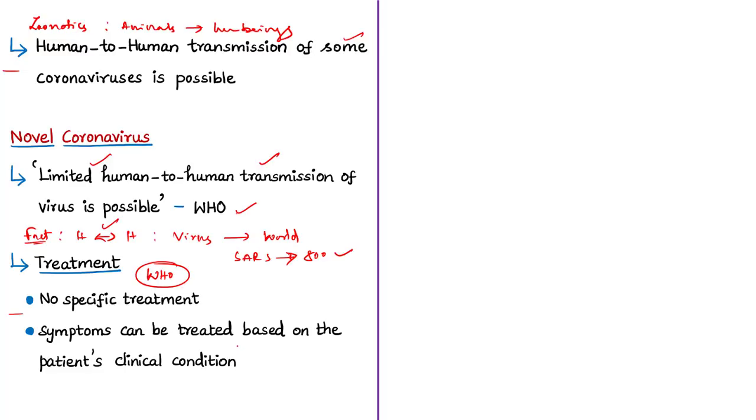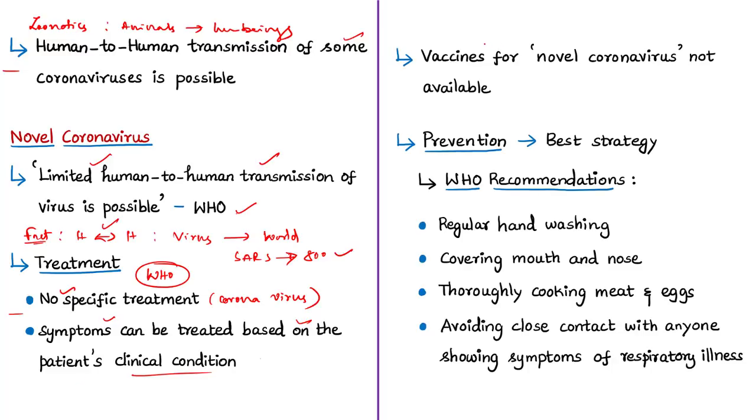Now, coming to treatment, there is no specific treatment for disease which is caused by this novel coronavirus. However, many of the symptoms can be treated, and therefore the treatment is based on the patient's clinical condition. That is, if the patient has pneumonia, they can be treated with necessary medicines for pneumonia. Know that there is no vaccine available for this novel coronavirus. So we can say that there is no particular treatment for this novel coronavirus. Therefore, prevention is the best strategy.